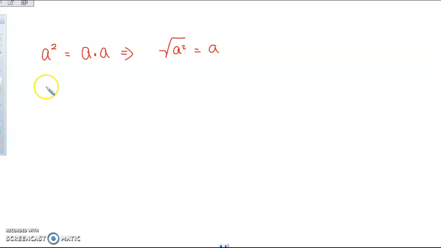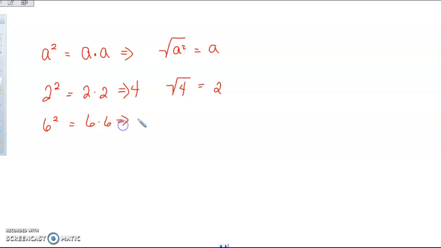If I'm using numbers, if I have 2 squared, this 2 is telling me there's 2 2's. So 2 times 2 equals 4. The square root of 4 is 2. If I have 6 squared, that means I have 2 6's being multiplied. 6 times 6 is 36. The square root of 36 is 6. These numbers here are called perfect squares.